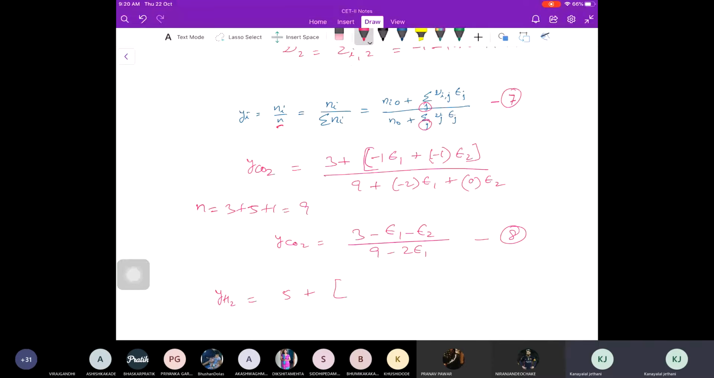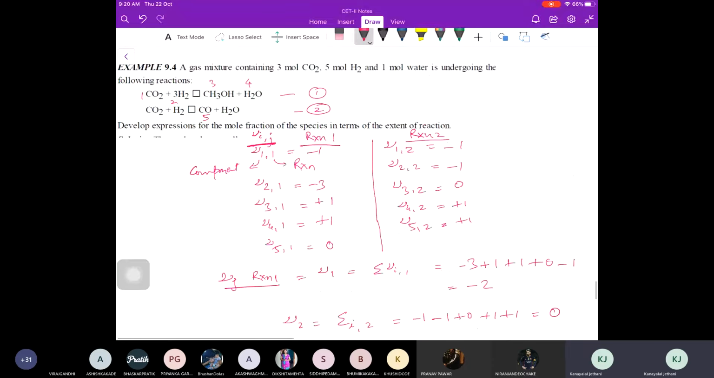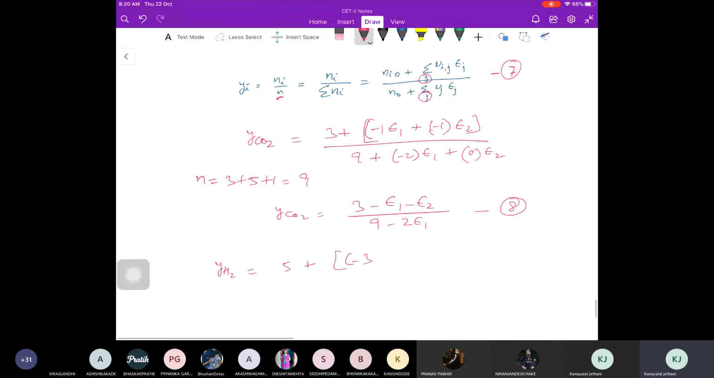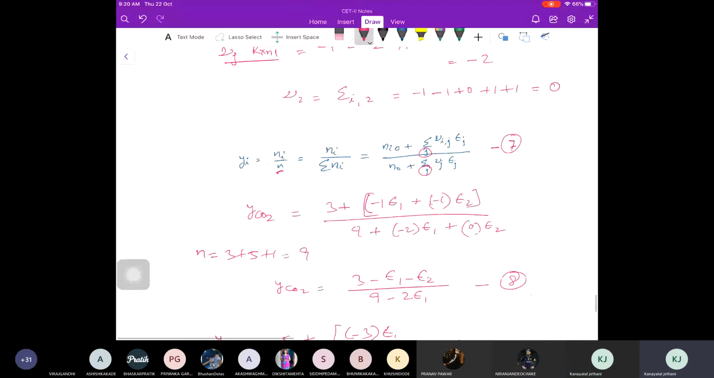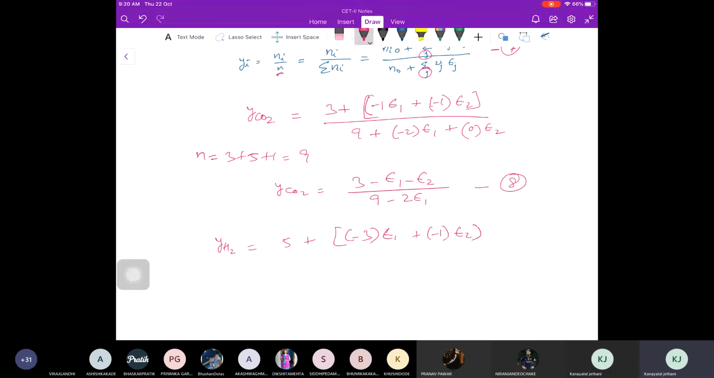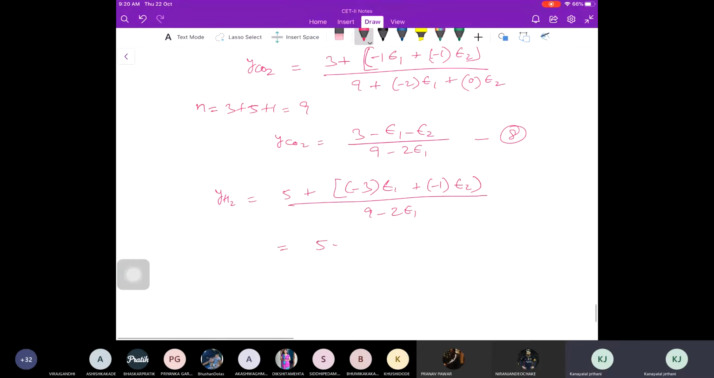Okay, now what we need is, for hydrogen, how much is it in reaction 1? It is minus 3. And in reaction 2, minus 1. And what will the denominator be? Sir, it will remain the same. So we don't need to do it again and again. So this is going to be 5 minus 3 epsilon 1 minus epsilon 2 upon 9 minus 2 epsilon 1.